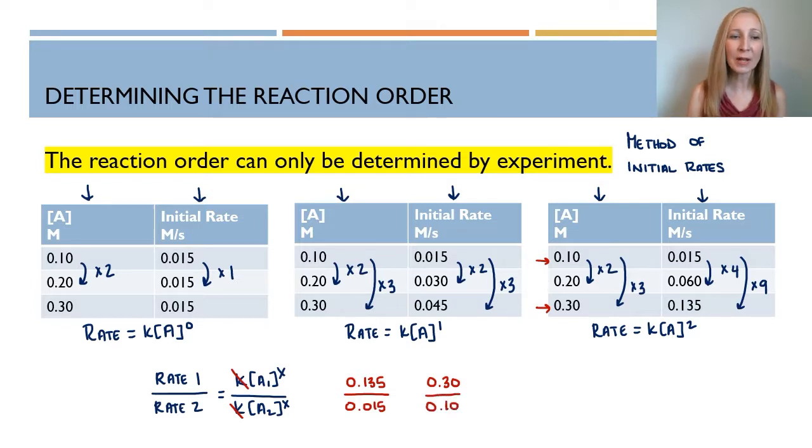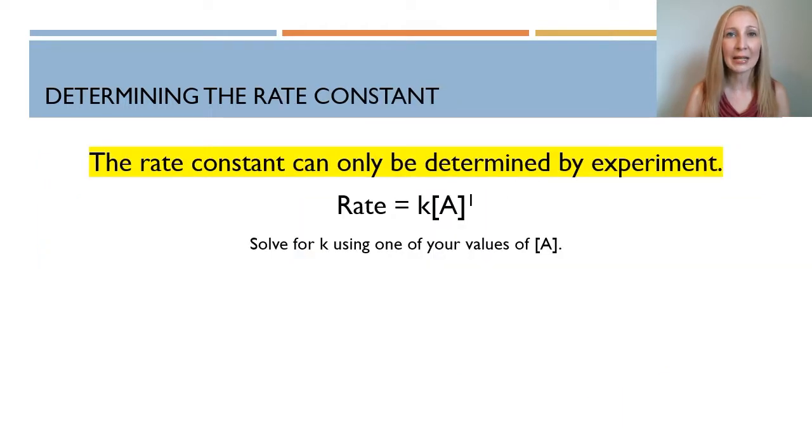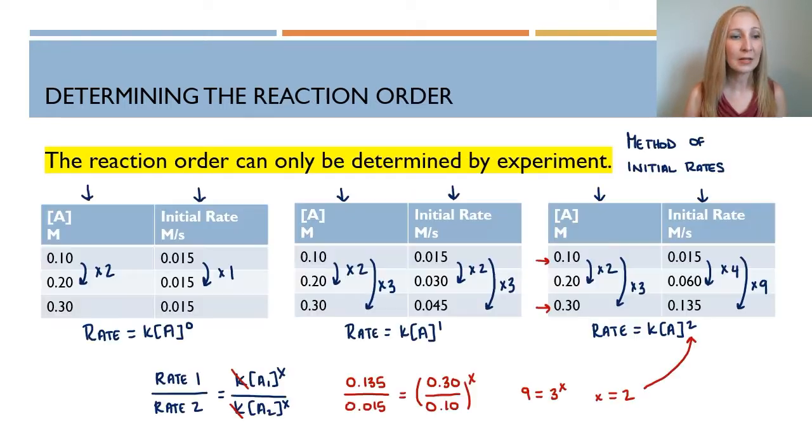And by the way, if we take those both to the x power, then we can just put those in parentheses to the x power. And if I divide this out, what I get is 9 equals 3 to the x power. Well, if I solve for x, x is equal to 2. So 3 squared is equal to 9. So not only can the reaction order be determined only by experiment, but the rate constant can only be determined experimentally.